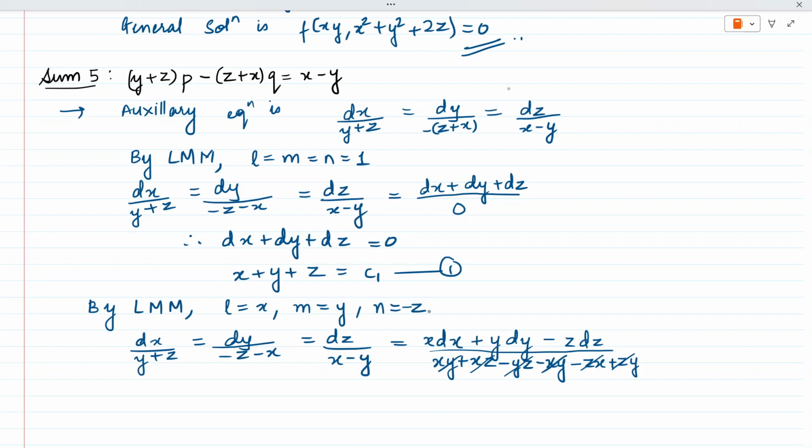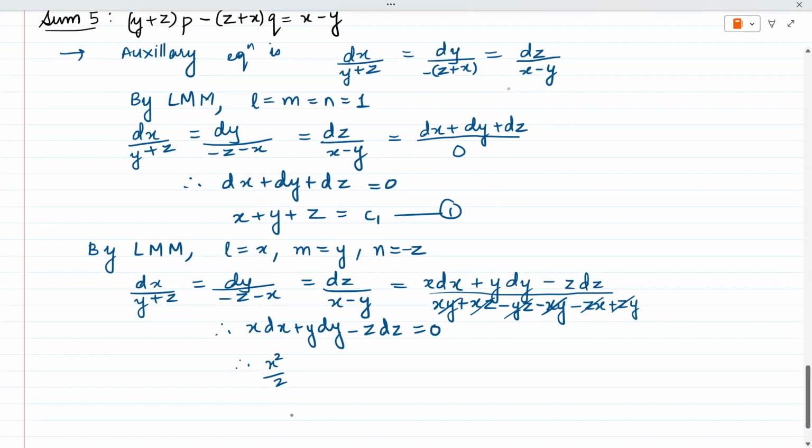So once we've got these multipliers, I have x dx, y dy, and z dz is 0. Let's integrate. I'll have x square upon 2, y square upon 2, and z square upon 2 equal to C2. Multiply throughout by 2. You'll have x square plus y square minus z square is equal to C3.